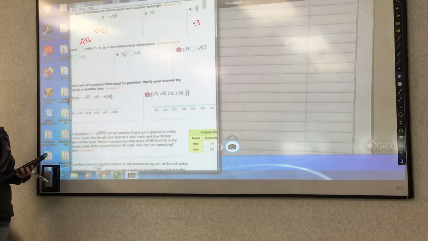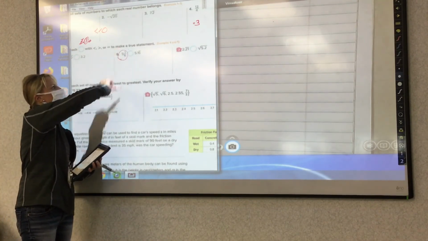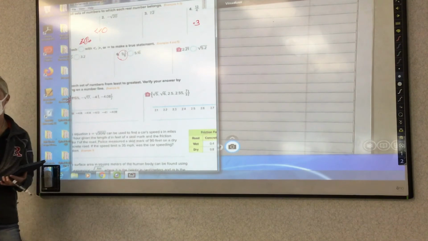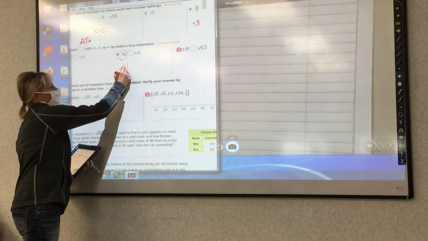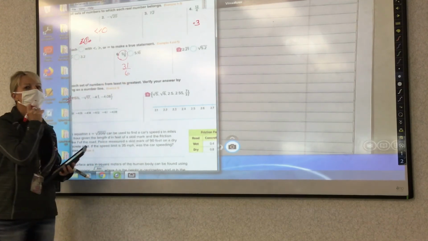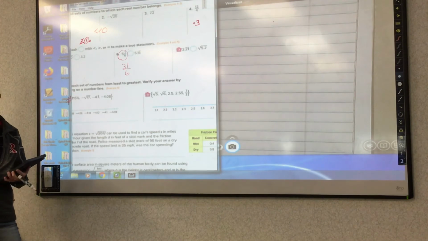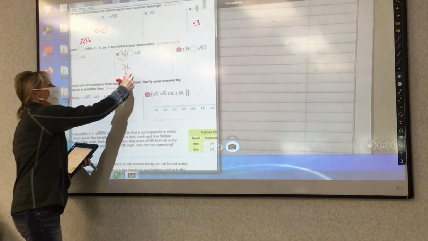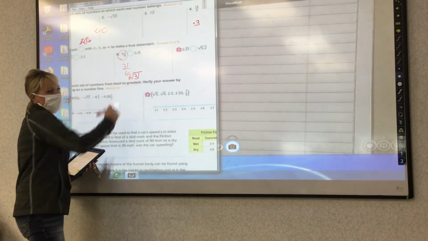Number 6. How do I change a mixed number to a decimal? 5 times the denominator plus the numerator. Okay, so now we've got 31/6, but that's still not a decimal. How do I make that now a decimal? You take 31 divided by 6. A fraction is always a division problem.